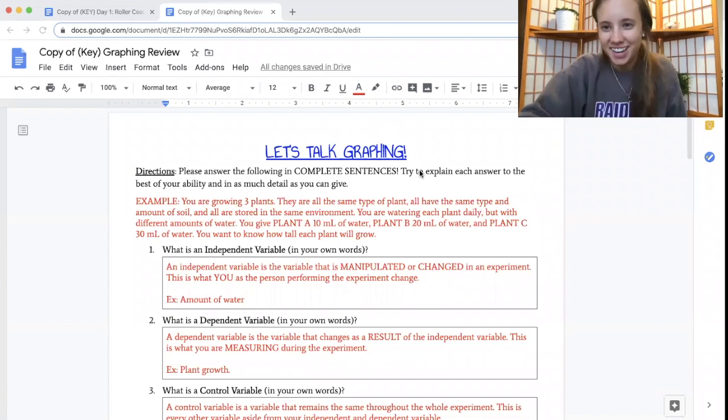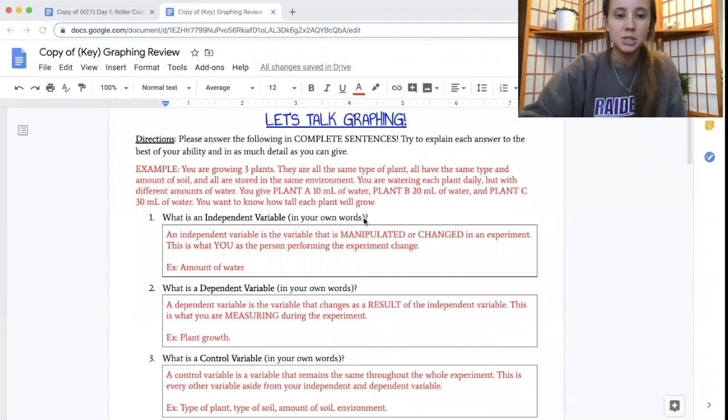Hello again. Okay, so this time I would like to go over the graphing worksheet that you guys did, the graphing review. I had a lot of questions about independent, dependent, and control variables. So I'm going to give everybody this new example because I think this is the one that makes it the most simple, at least for me. If it doesn't clear anything up, let me know, but I think this one will really help. At least for the first 3 questions, we're going to use this example.